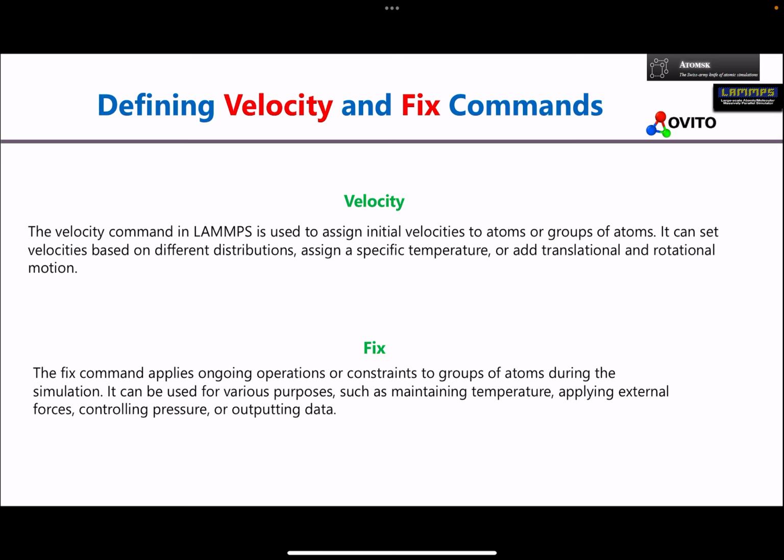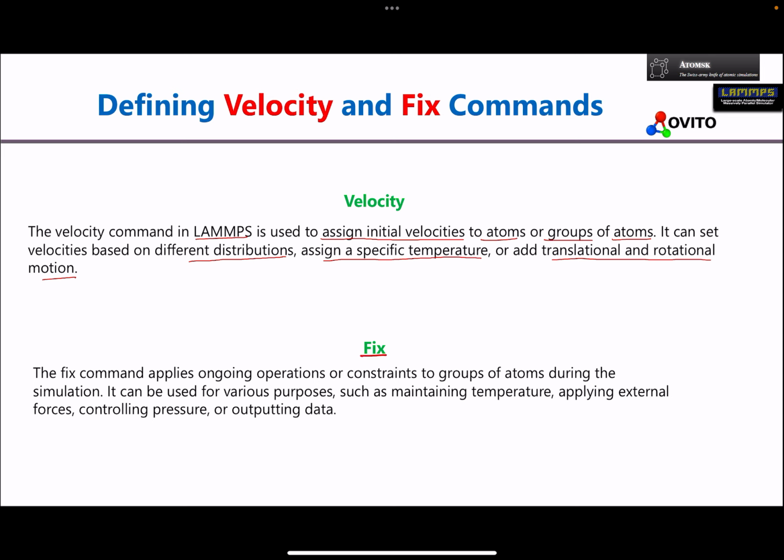So what does velocity mean? The velocity command in LAMMPS is used to assign initial velocities to atoms or groups of atoms. So you can set or assign different kinds of velocities to atoms, and this is based on different distributions, assigning a specific temperature, adding translation and rotational motion. So we will go into details about the velocity and fix commands, so you will understand what distributions, temperature and translational motion have to do with velocity.